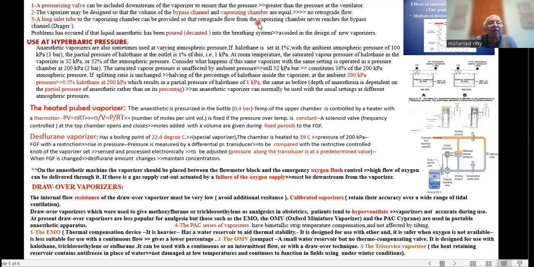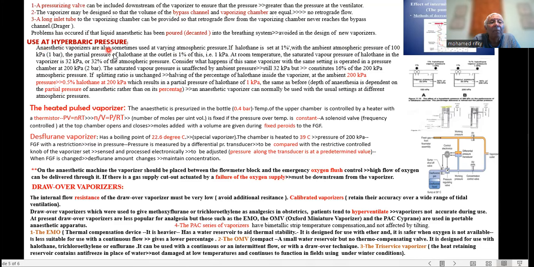It will not extend beyond the level of the bypass chamber, so that it will not yield an increase in the concentration. The third thing is shown in the Draeger vaporizer, where we increase the length of, or incline, the inlet tube. This will make the liquid anesthetic, whenever it comes upwards during the release of pressure, undergo condensation and go downwards again as a liquid.